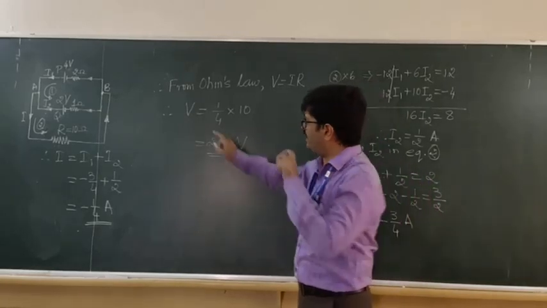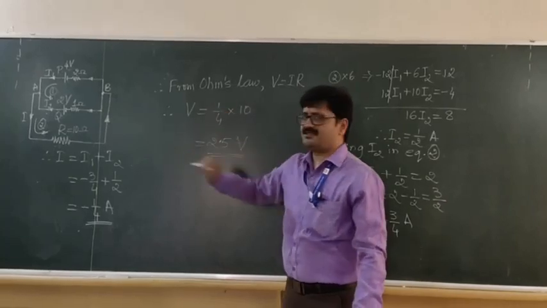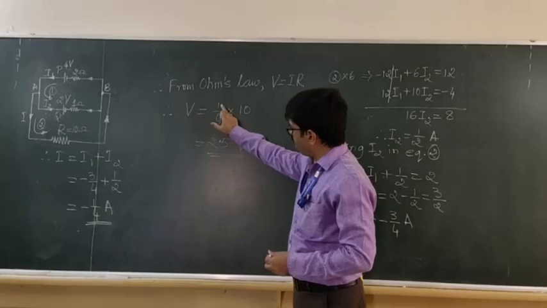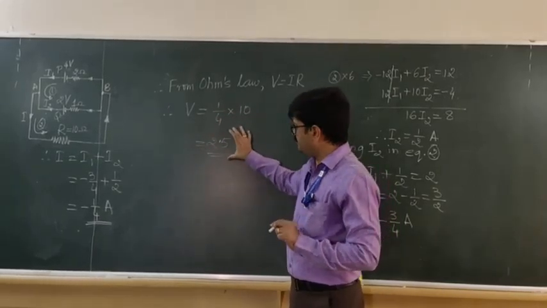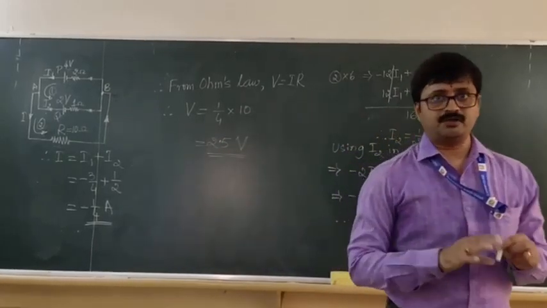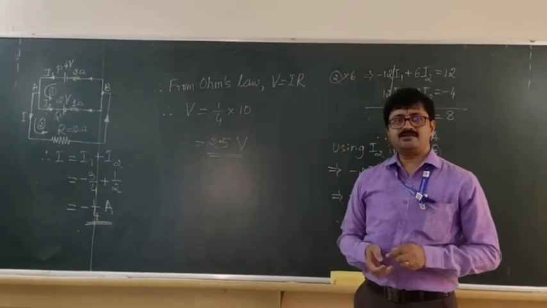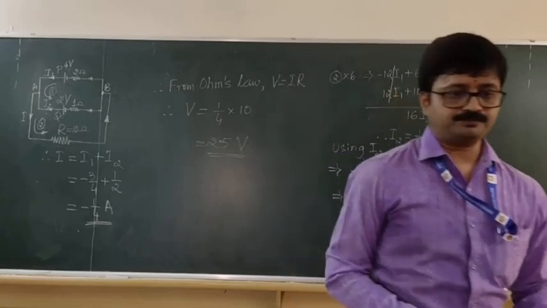Okay. And while calculating potential difference, I have not used the minus sign here. Fine. So here I have used plus 1/4 only. That is, the magnitude I have used. That is why I am getting the potential difference as 2.5 volt. I hope this part is clear. Now let's proceed to the next particular problem.